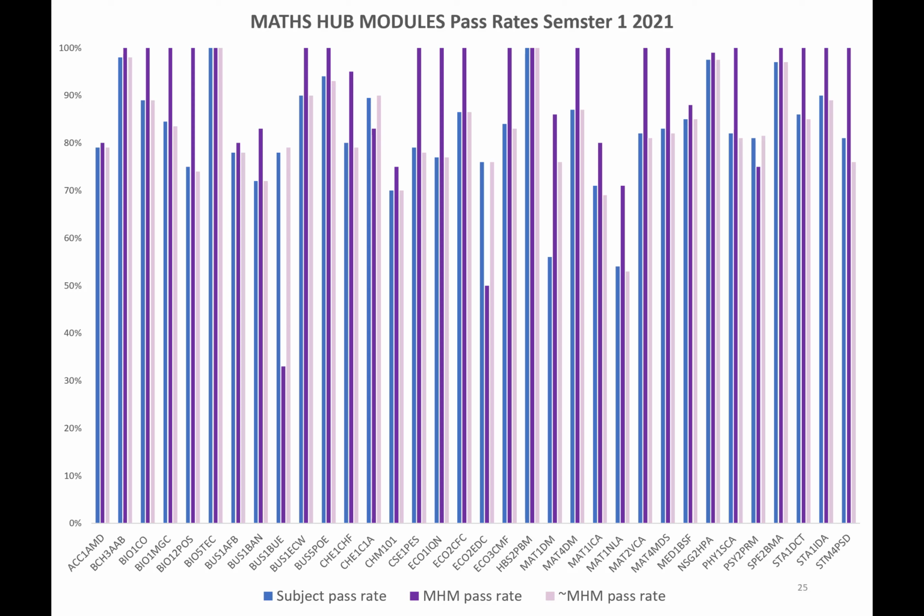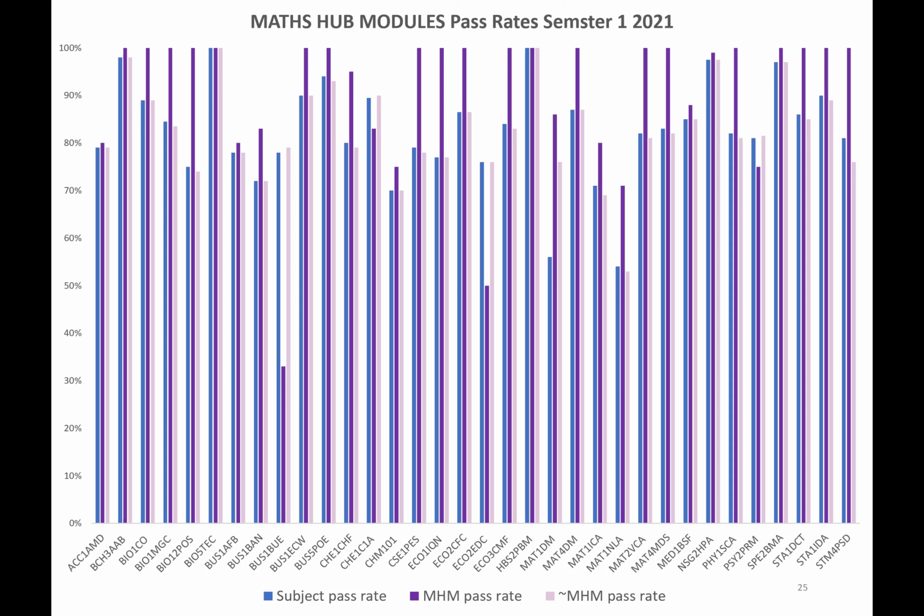Of the 34 subjects whose students engaged in the Maths Hub modules in Semester 1 2021, 91% showed an equal or higher pass rate for the group of students who engaged in the Maths Hub modules in comparison with the group of students who did not. This is an 8% improvement on 2020, where 83% of participating subjects showed an equal or higher pass rate for the group of students who engaged in the Maths Hub modules against the group of students who did not.